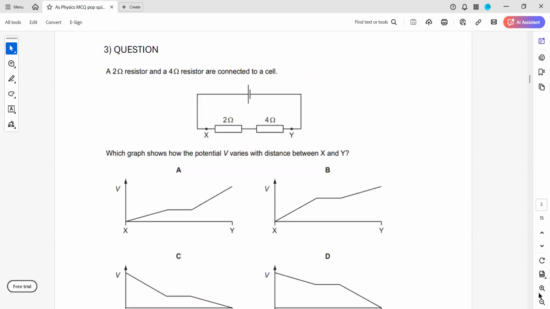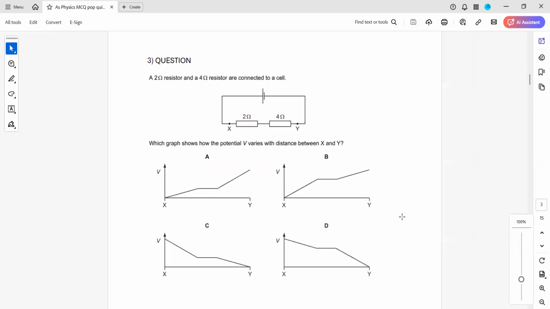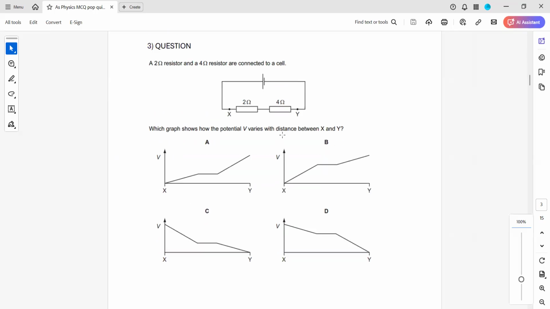Question 3, any doubt? Feel free to ask your doubts or mention. Maybe you have many questions as a doubt. You can just mention that question number. Question 3, any doubt?